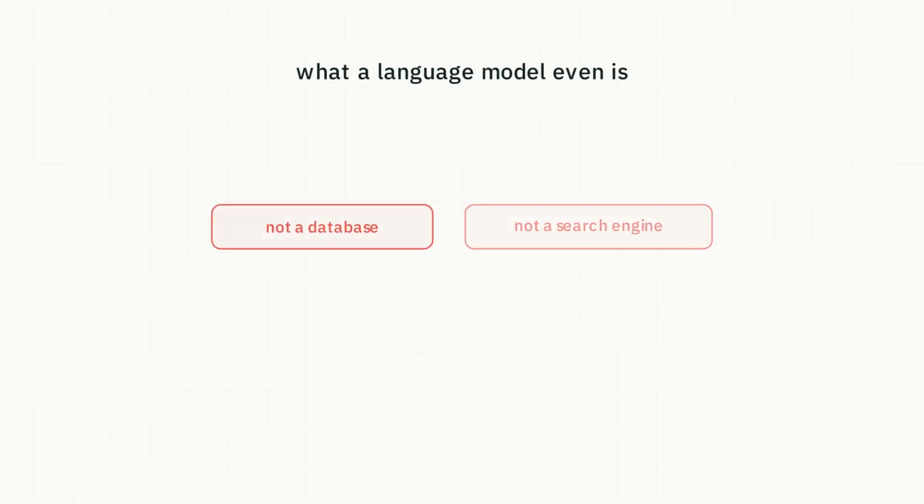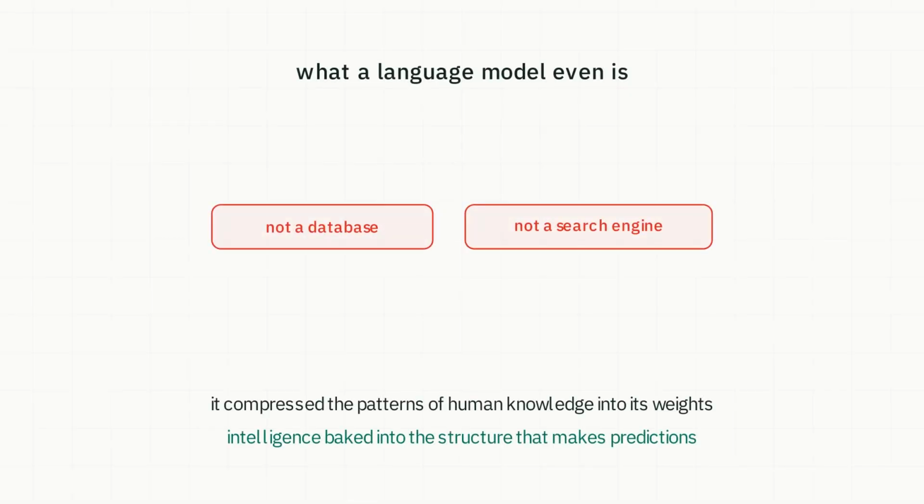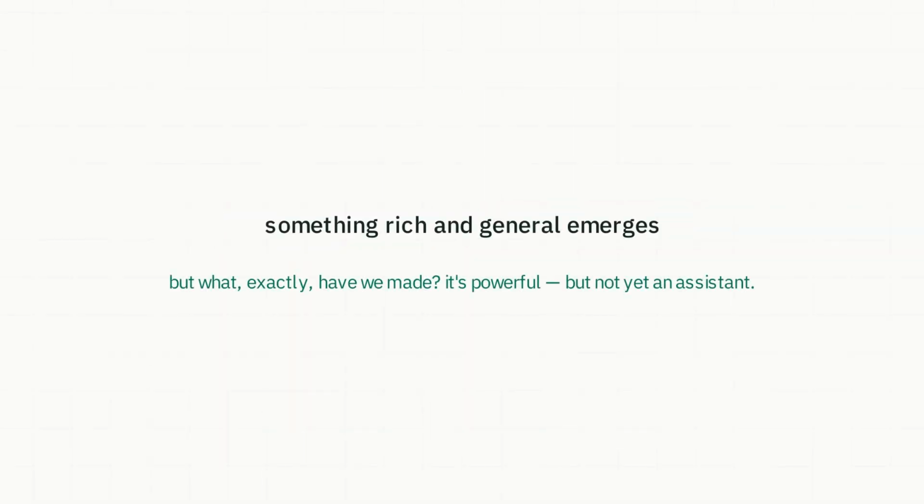This completely reframes what a language model even is. It is not a database of facts that got looked up. It is not a search engine. It is a system that, in the relentless pursuit of predicting text, was forced to compress the patterns of human knowledge and reasoning into its billions of weights. The intelligence isn't stored in there like books on a shelf. It's baked into the very structure that makes the predictions, and that is a genuinely new kind of artifact in the world. So out of a simple objective pursued at enormous scale, something rich and general emerges.